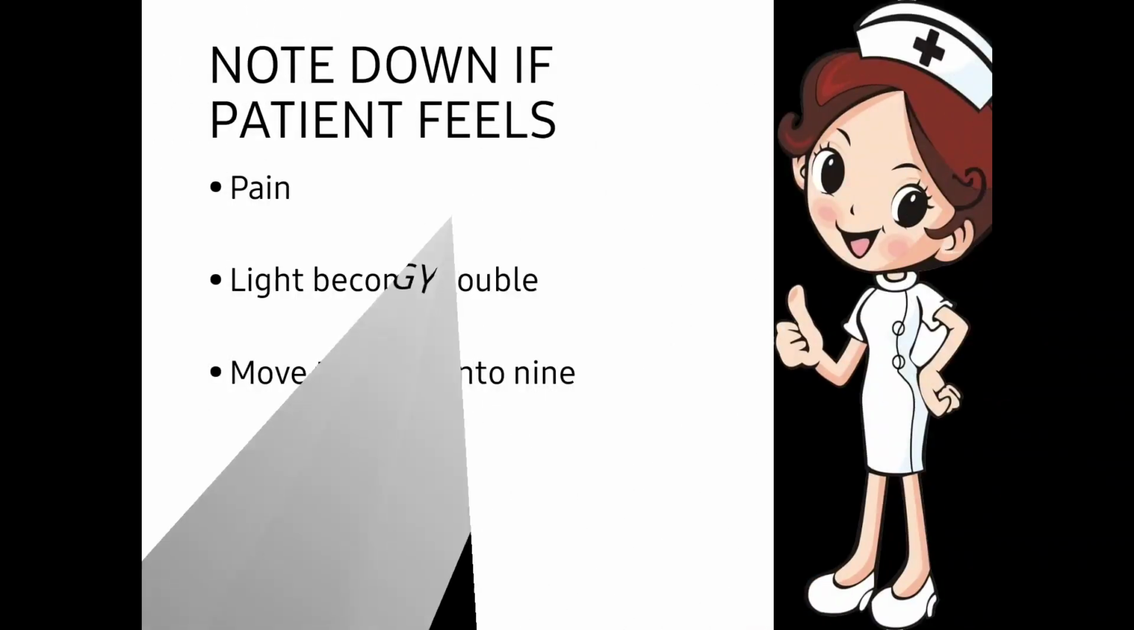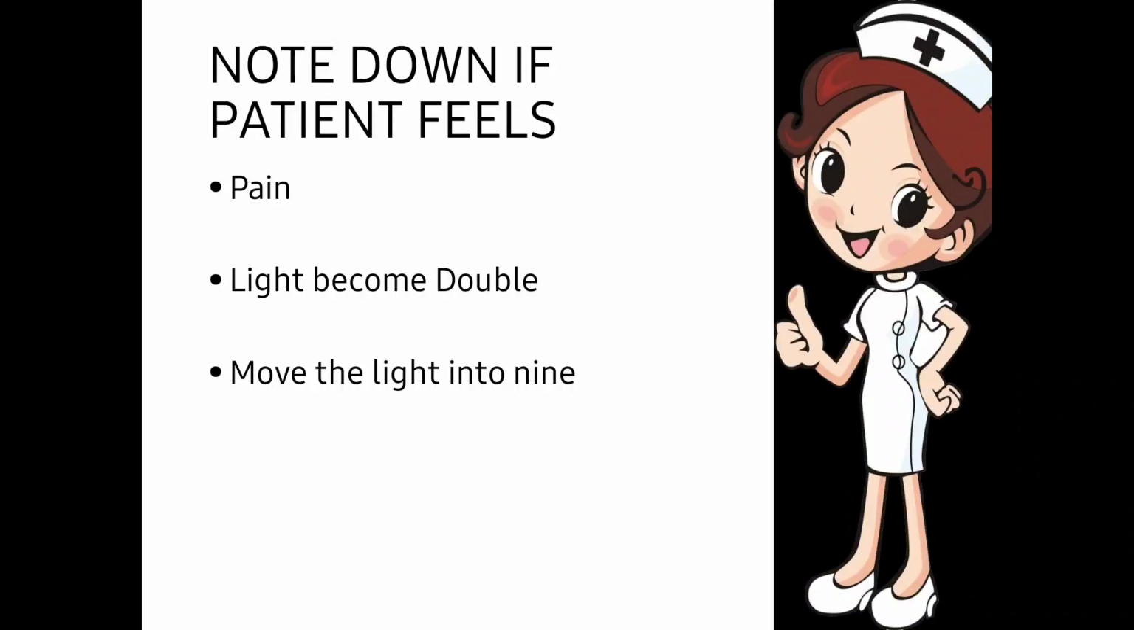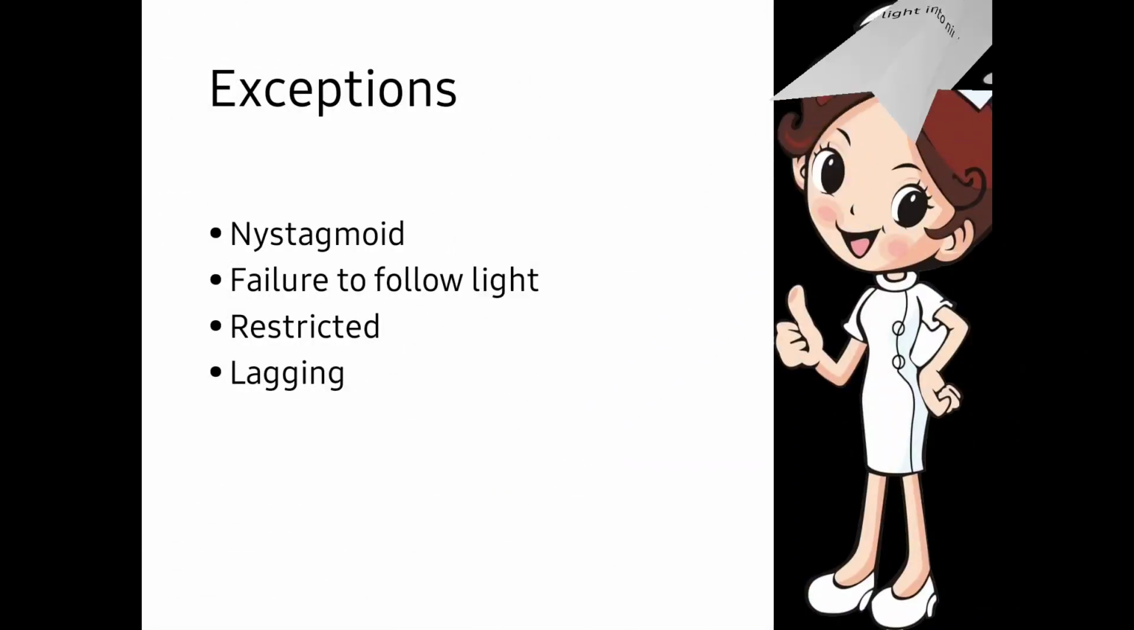SAFE. Next, note down if the patient feels anything. We are supposed to ask the patient if he can feel pain in any direction, in either eye, or if the light becomes double. Sometimes the patient will say that on the right side or the left side, the light becomes double. So we have to note down this point. It is very important. Move the light into all 9 directions. The examiner must not forget to move the light in all 9 directions in the same sequence as I have shown.